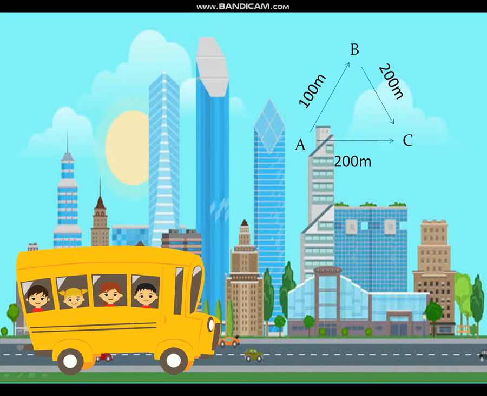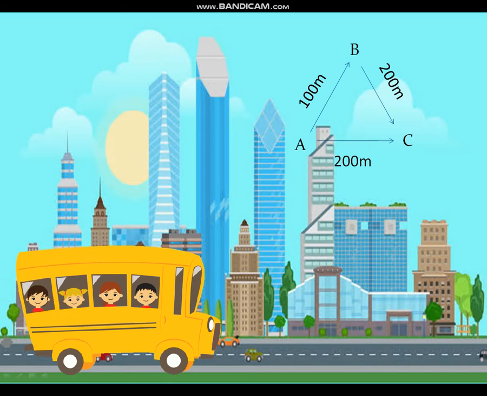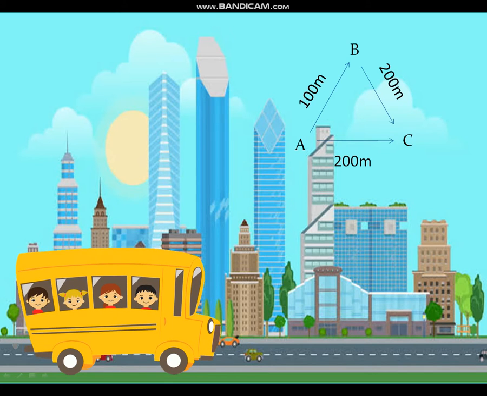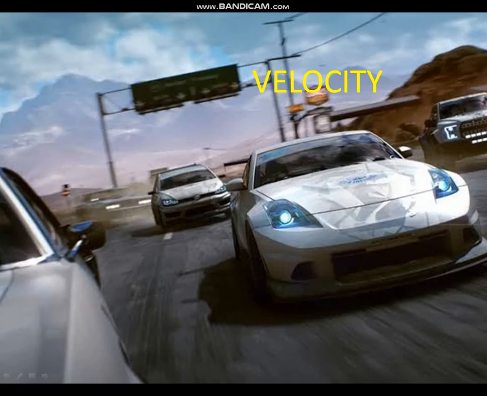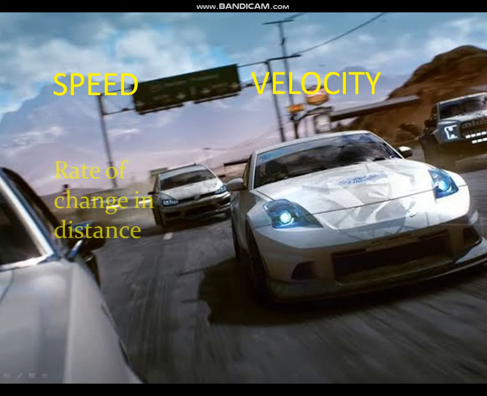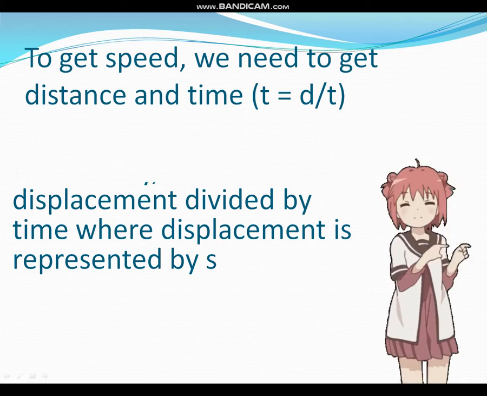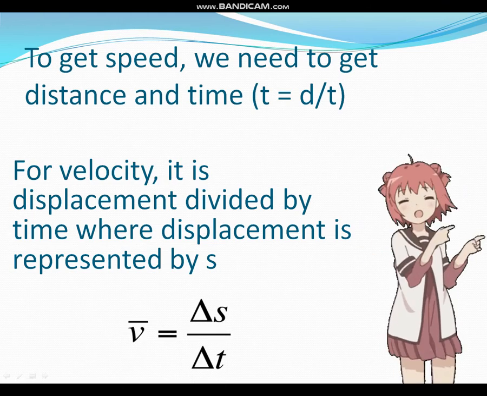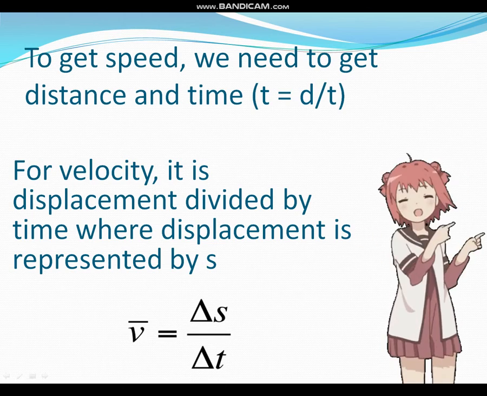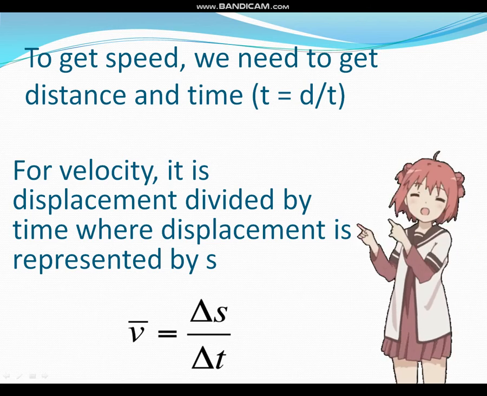After distance and displacement, we are now moving on to speed and velocity. Speed is the rate of change in distance, while velocity is the rate of change in displacement. To get speed, we need to get distance and divide it by time. For velocity, it is displacement divided by time, where displacement is represented by s to avoid confusion.